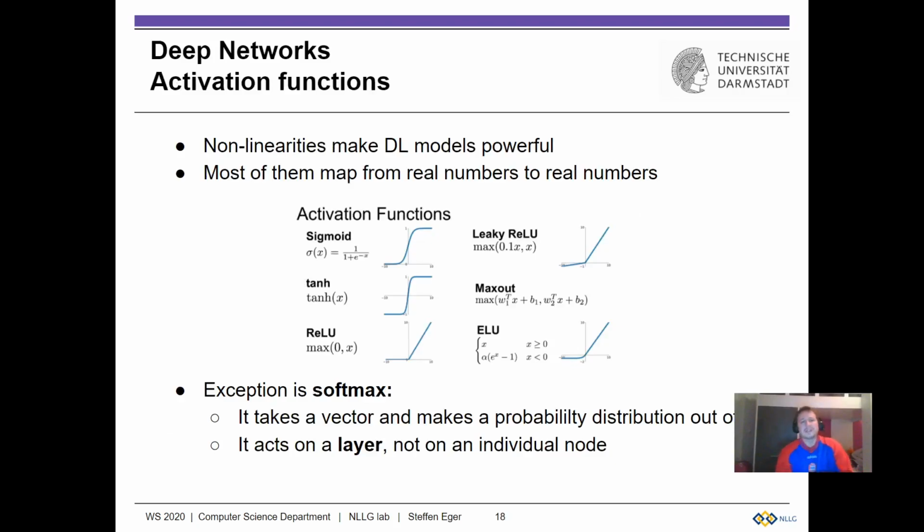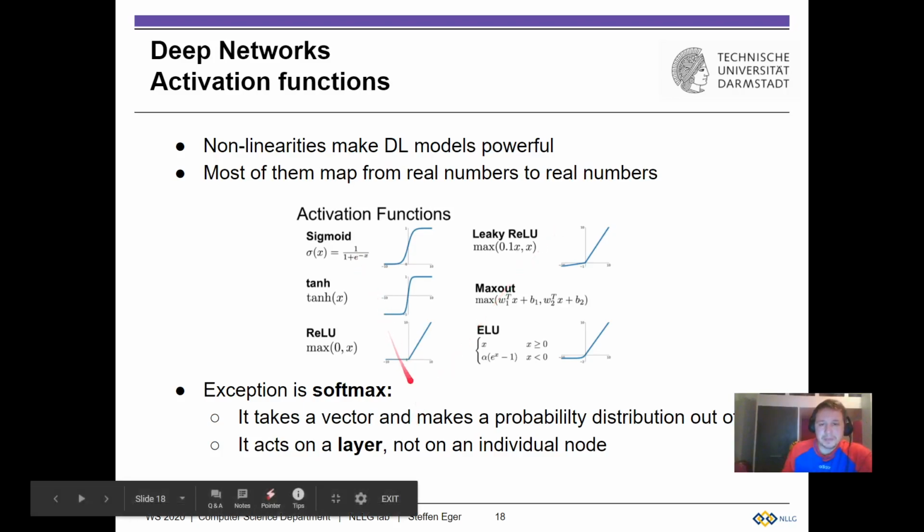Now, what do these activation functions look like? First of all, as I've said before, those nonlinearities are important because they make deep learning models powerful. Most of them map from real numbers to real numbers. So they take a real number as input and they give a real number as output. And here are some typical candidates that you will see in the literature.